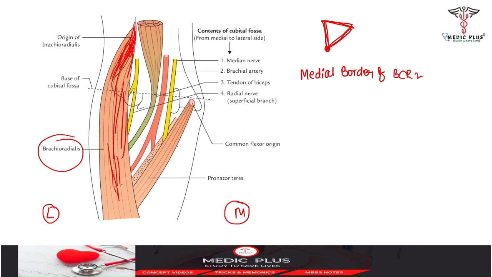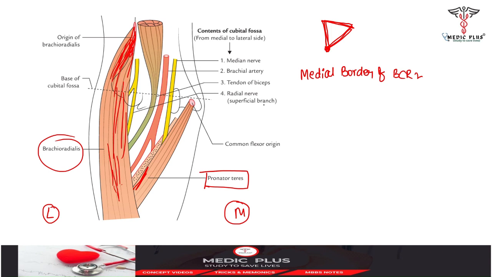So what forms the medial border? See here. This is the lateral side and this is the medial side. The lateral border of the pronator teres forms the medial border of the cubital fossa. Okay. Finally, we have understood the lateral border and medial border.